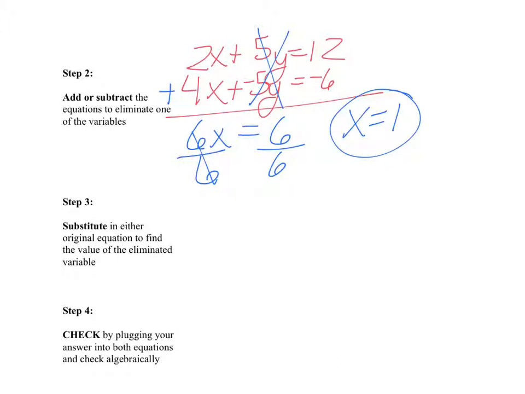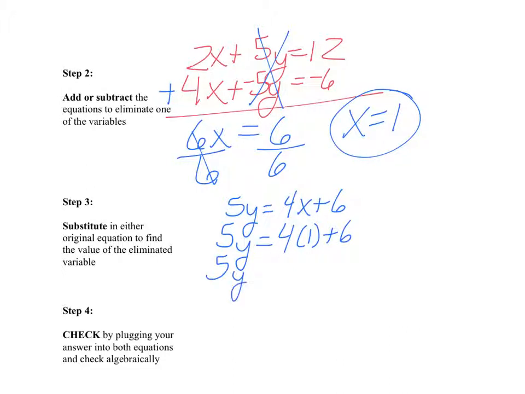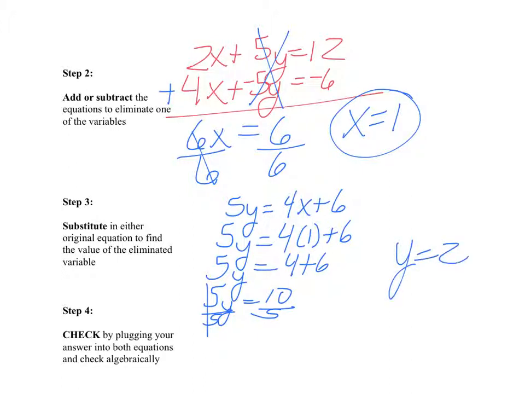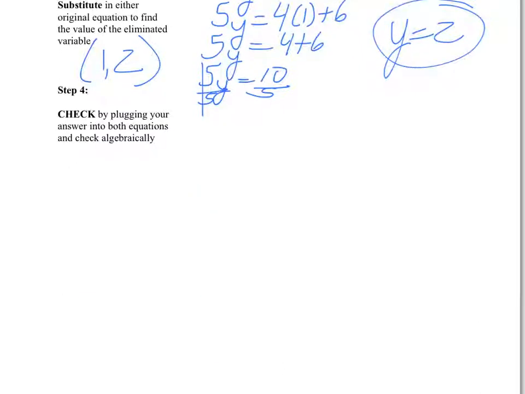I need to plug into one of the two original equations to find my missing variable. Doesn't matter which one you pick. Just so you can see it, I'm going to pick the 5y equals 4x plus 6. Everywhere I see x, I'm plugging in 1. So 5y equals 4 times 1 plus 6. 5y equals 4 plus 6. 5y equals 10. Divide by 5, divide by 5, and you get y equaling 2. Ordered pair, 1, 2 as your final answer.